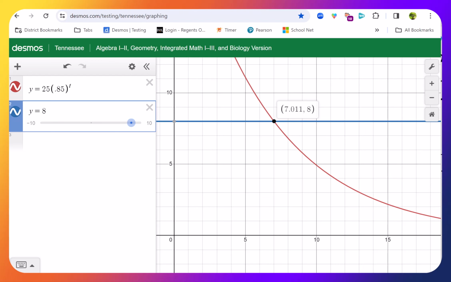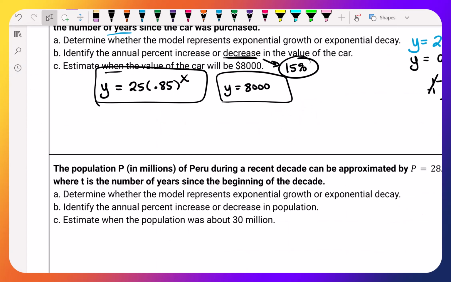7.011. Okay, so I'm going to go back over here, and I'm going to write down that it's going to be approximately, let's use the right notation, about 7 years. A little after 7 years would be when it would hit that $8,000 mark.